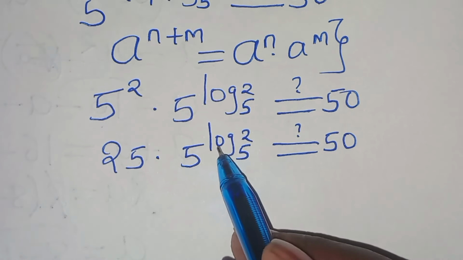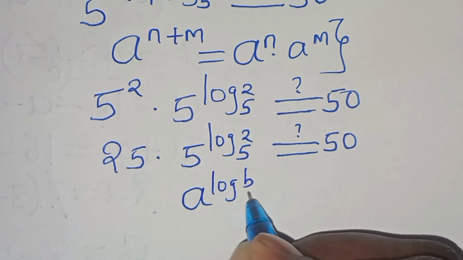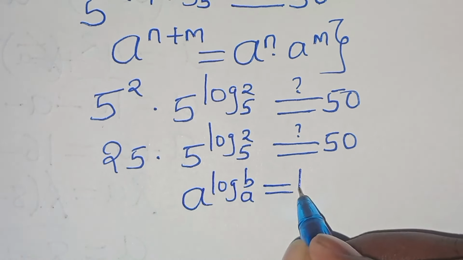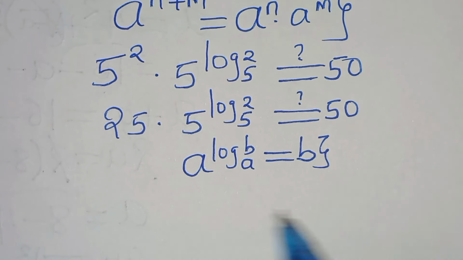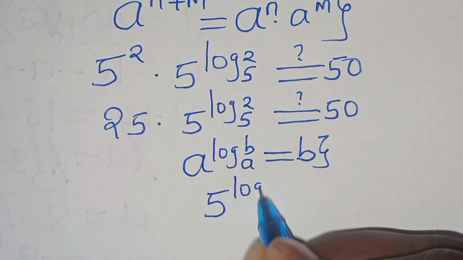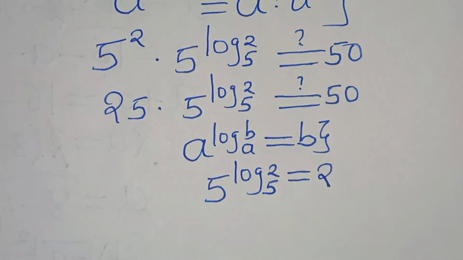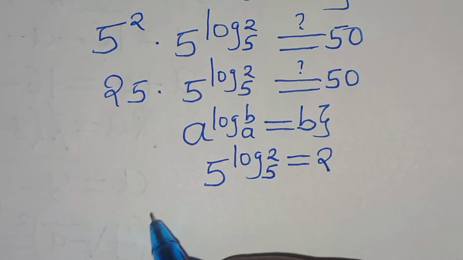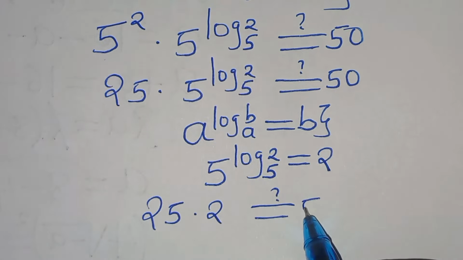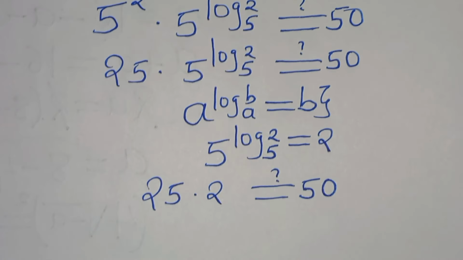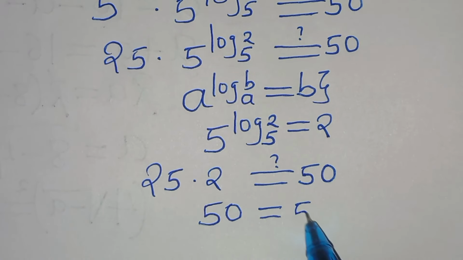We have that 5 to the power of log 2 to base 5 is in the form of a to the power of log b to base a, and this is supposed to give us a value of b. Applying this logarithm property, 5 to the power of log 2 to base 5 gives us a value of 2. Let's substitute 2, so that we have 25 multiplied by 2. 25 times 2 is equal to 50, which is equal to 50.